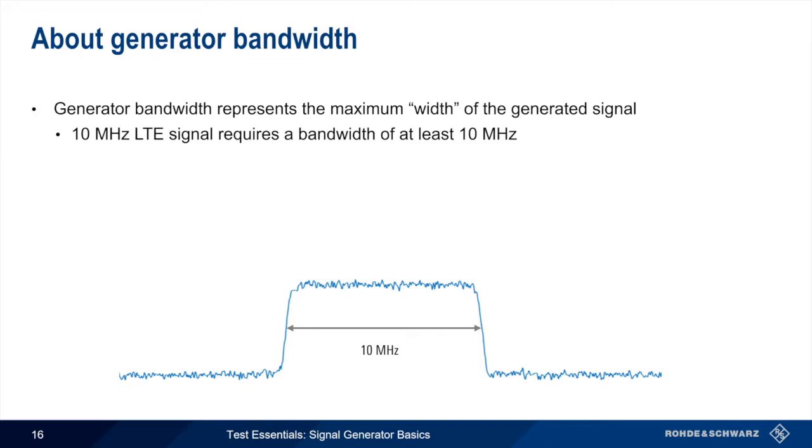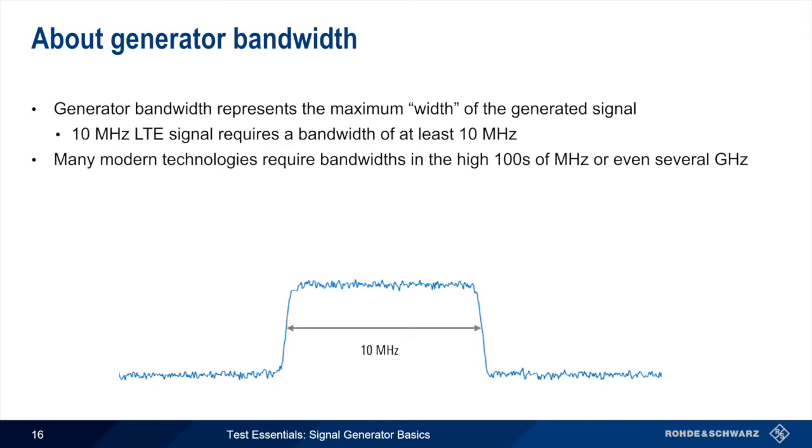Traditionally, most vector signal generators had bandwidths in the tens or low hundreds of megahertz, but many modern communication technologies, such as 5G or the newer flavors of Wi-Fi, require bandwidths in the high hundreds of megahertz or even low gigahertz. One of the more important considerations when choosing a vector signal generator is to be sure that it has sufficient bandwidth for the intended application and for future applications as well.